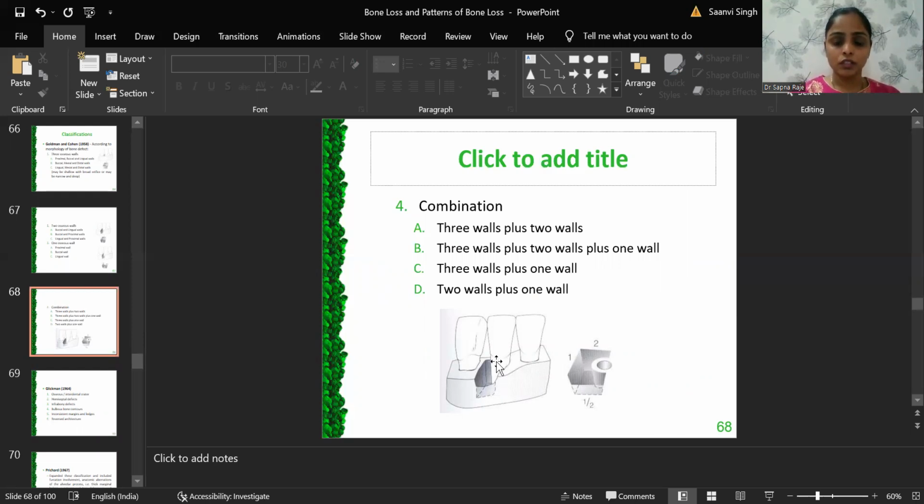Here you can see the mesial wall, buccal wall, and the proximal wall, and this is the buccal wall, this is the mesial wall, the distal wall.